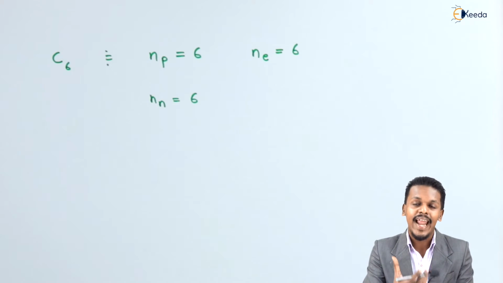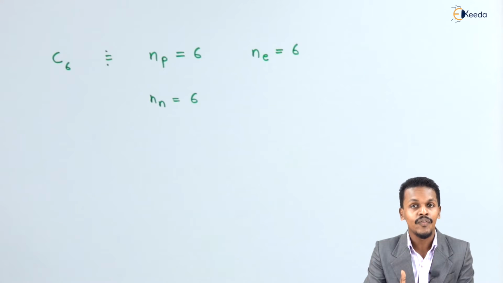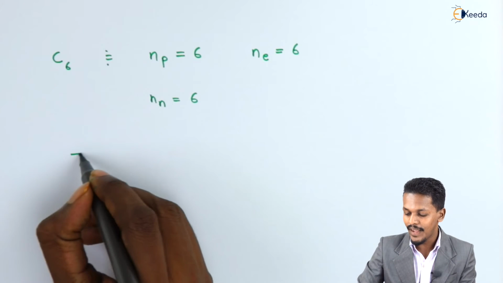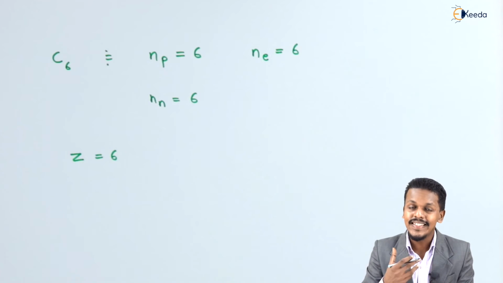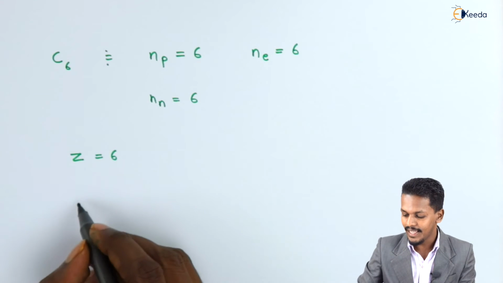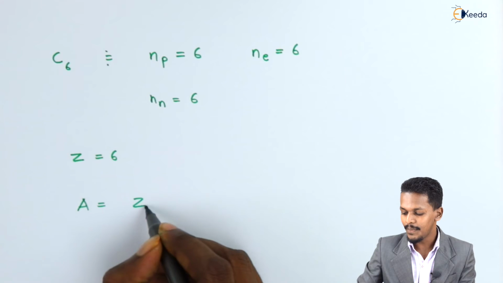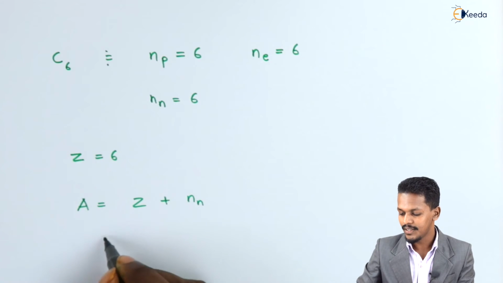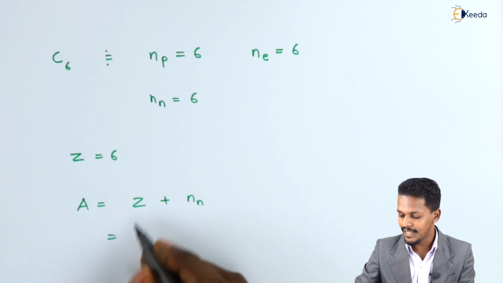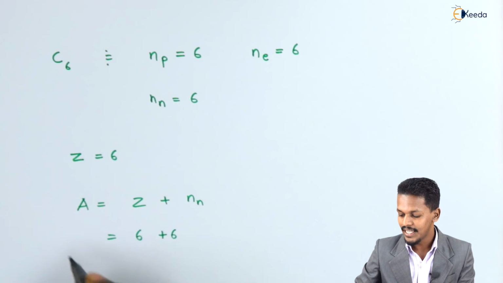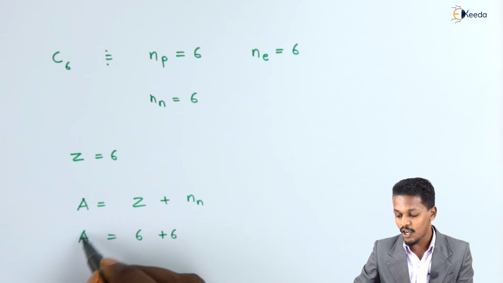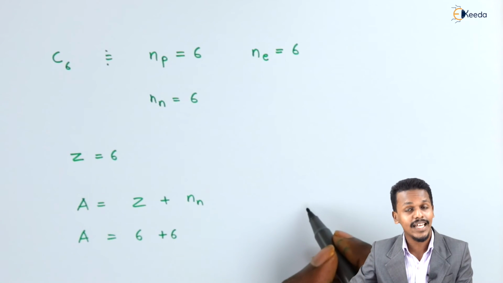But since a particular atom is recognized because of its number of protons or number of electrons, we could say atomic number, that is Z. So therefore the value of Z is 6 for carbon. In that case we could easily calculate the atomic mass number, that is A, which is Z plus the number of neutrons. The value of Z is found to be 6, and the number of neutrons is also found to be 6, which makes us understand that the atomic mass number, that is A, for carbon is 12.